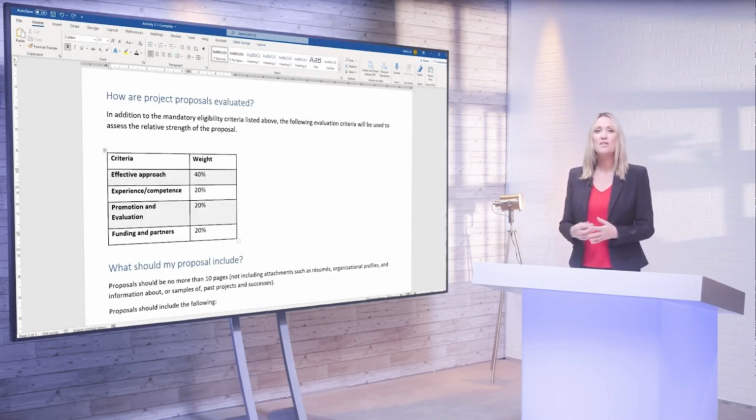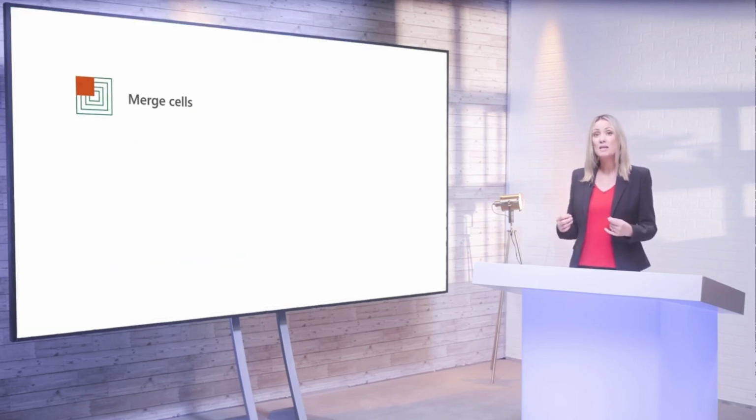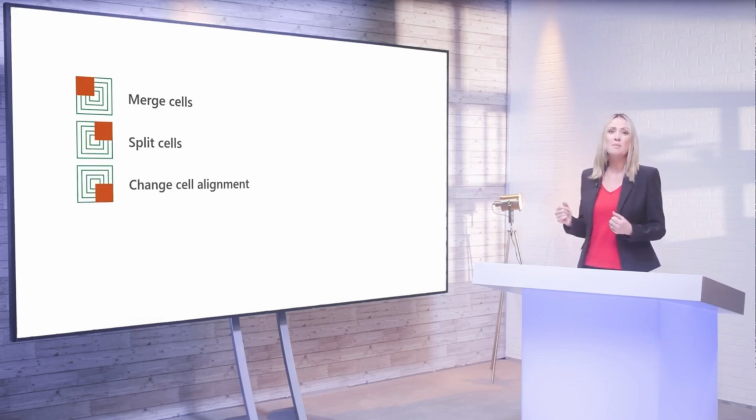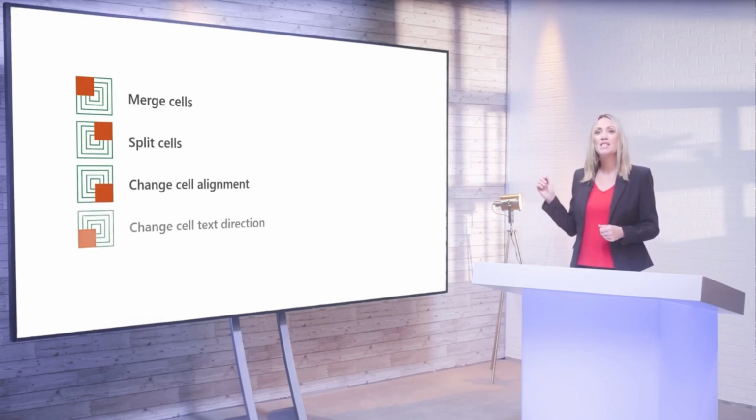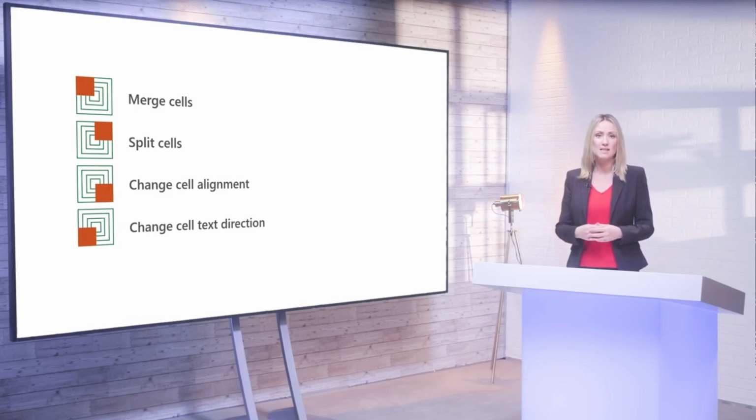With Microsoft Word, there are several commands available to Grace that she can use to control the layout of her table cells and vertically align her heading text. These commands include the ability to merge cells, split cells, change the alignment of text within cells, and change the direction of text within cells. Now it's time to open a document and discover how to make use of these commands.